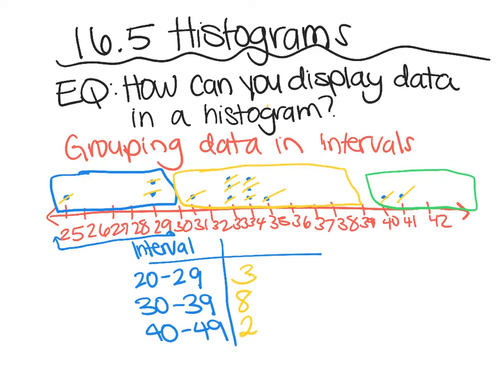And on that side of our T-chart, we call that frequency. And frequency is just how many dots are above that number. How many times does it occur? So now we're going to take this data and we're going to turn it into a histogram. A histogram is a type of bar graph whose bars represent the frequencies of numeric data within the intervals. Check it out.